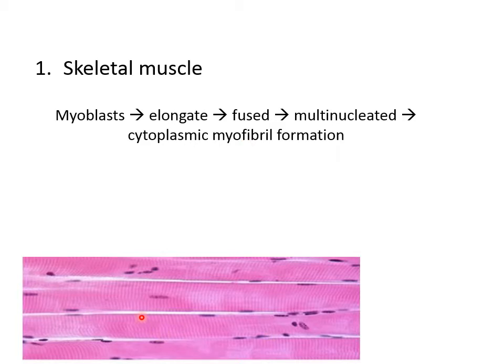As you see here, this is an H&E section of skeletal muscle. You notice the peripherally located nuclei. So it starts by formation of myoblasts that elongate and then fuse to form multinucleated cells, and then the formation of cytoplasmic myofibril.